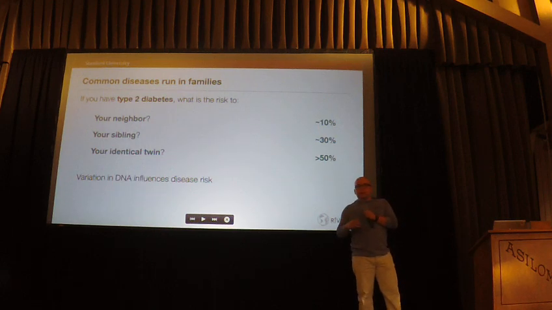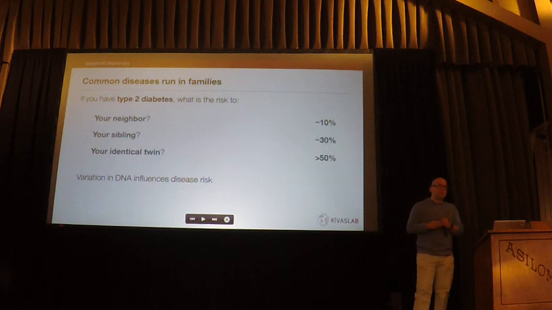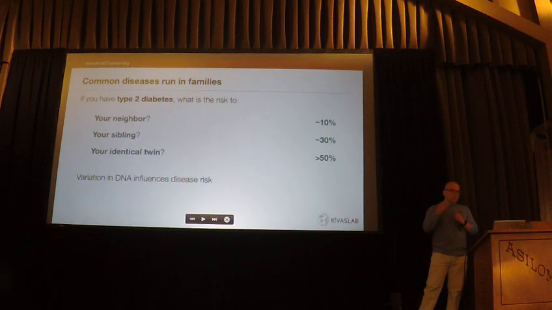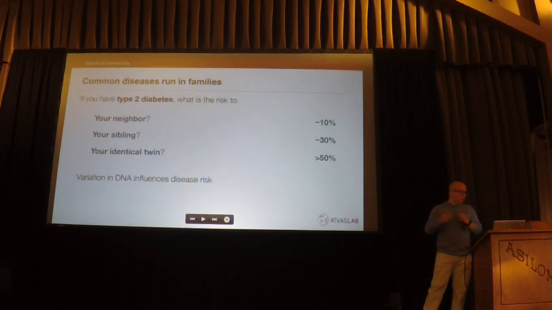So even in the context of common diseases, we have strong support just from familial comparisons for getting estimates of risk to disease. You can get some estimate of how heritable a disease is. For a disease that we think of as multifactorial, like type 2 diabetes, you see strong evidence of disease risk being driven by variation in DNA.